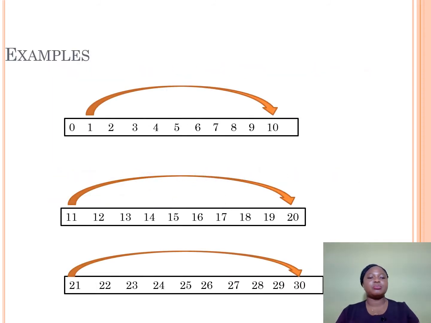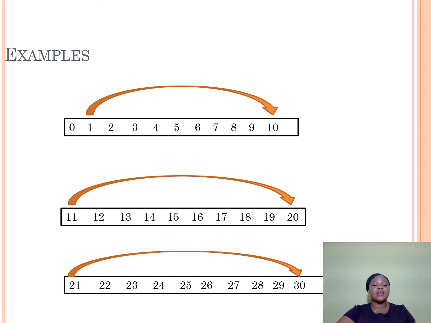Let's take these examples. We have 0 up to 10, okay? So let's count and jump over it. So 0, 1, 2, 3, 4, 5, 6, 7, 8, 9, 10. So from 1 we land on the 10th number. Is that clear? Good. We land on the 10th number. Okay. Let's take the second example.